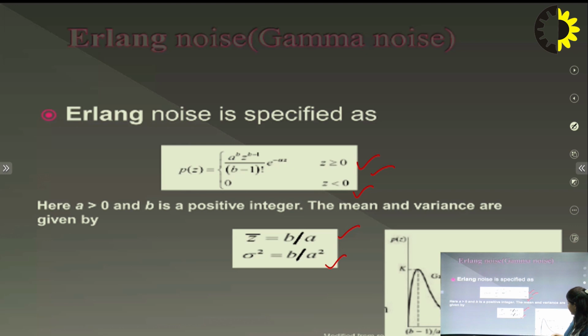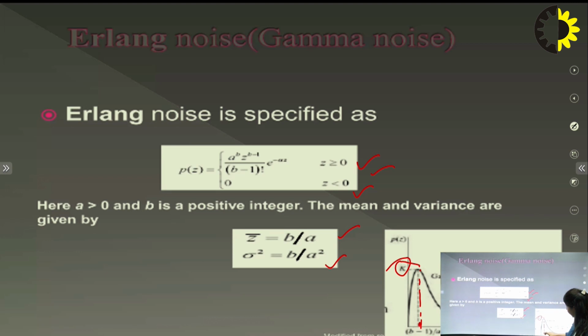And here is the graph of this gamma noise. We can say this gamma noise is skewed towards the left. Here we get the maximum value K, at the point (b minus 1) divided by a. So this is the value of noise at this point.